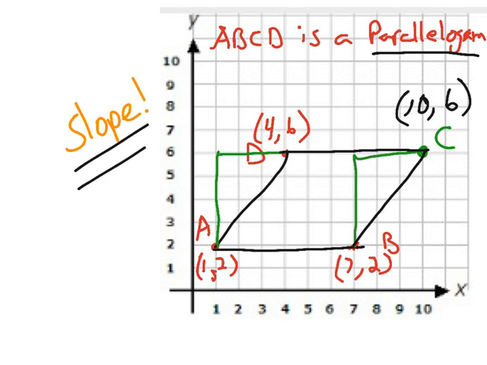Oftentimes we'll be talking about slope and parallel lines and perpendicular lines. And that was an example of a quadrilateral, in other words, specifically a parallelogram. Let's take a look at a second example.